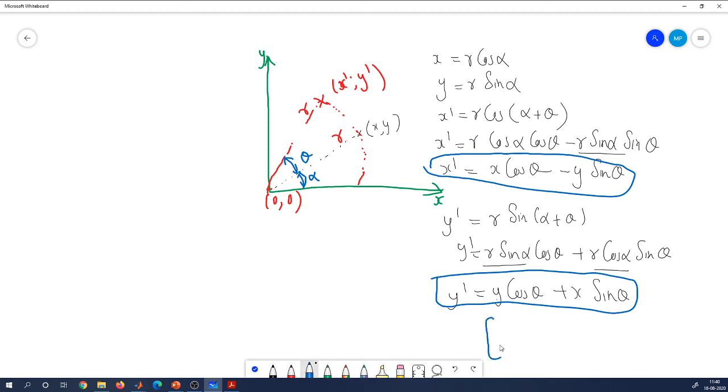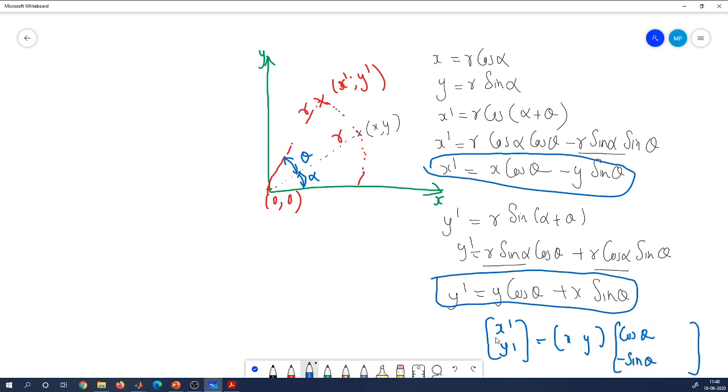So then I have x dash y dash, because that's what we have in the slide, equal to x y. This will be a matrix. So this is 1 by 2, this has to be 2 by 2, correct? So what will come? x dash is related to x cos theta minus y sin theta. So minus sin theta here.